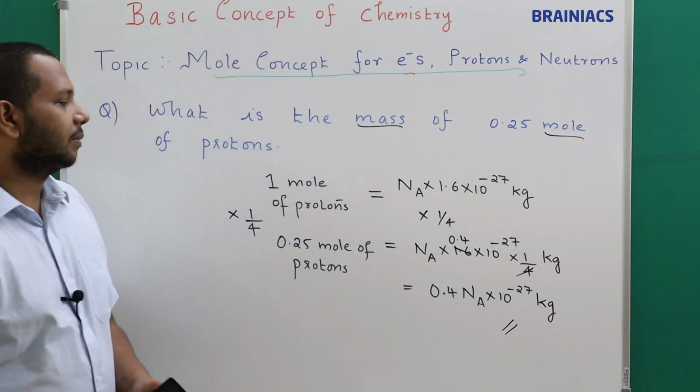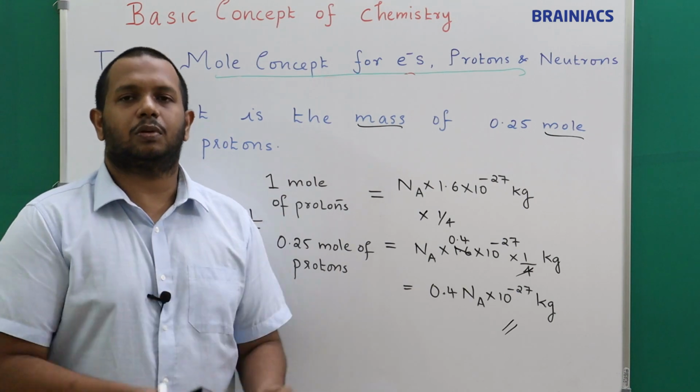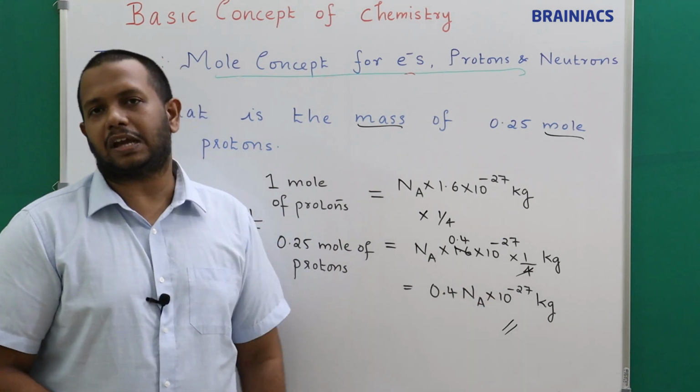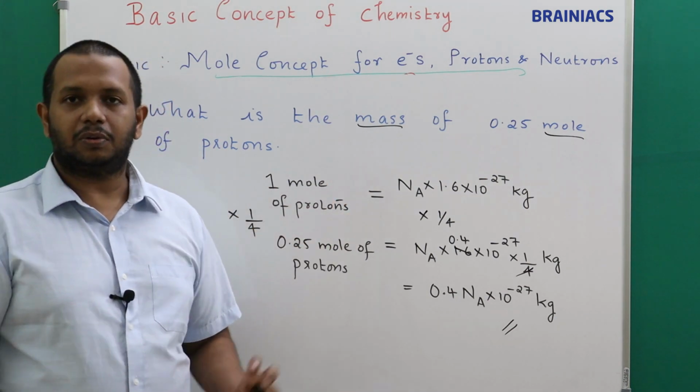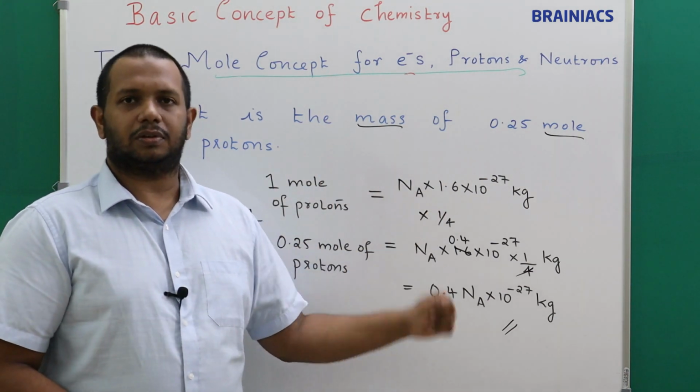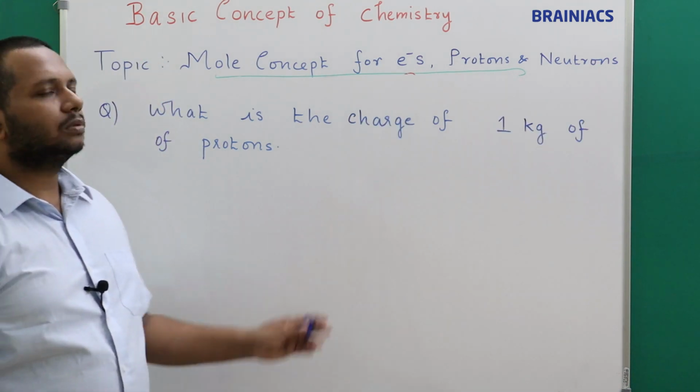If you want an exact answer, substitute Na equal to 6.022 into 10 power 23 and do the final calculation. You will get the exact answer. So I hope you are understanding this question also. So we will go to the next question. Now go through the next question.